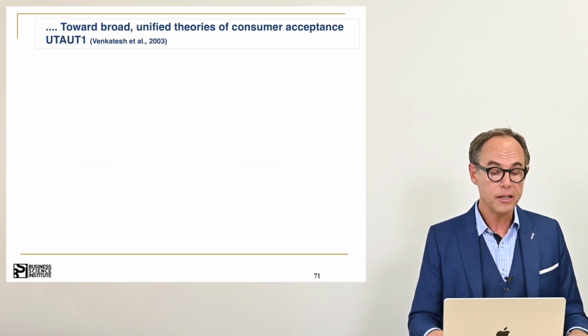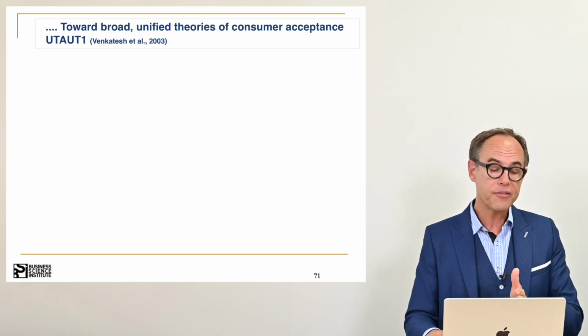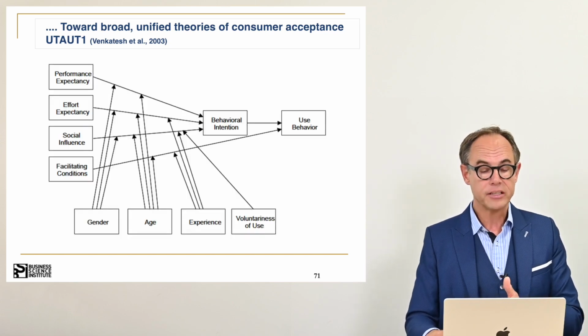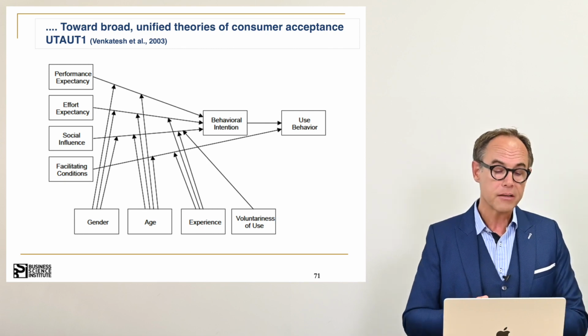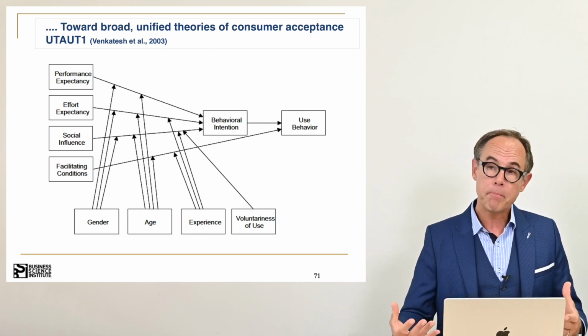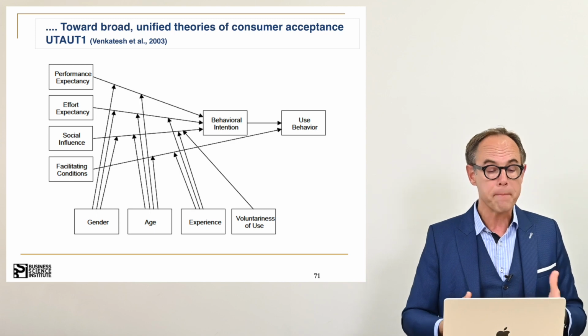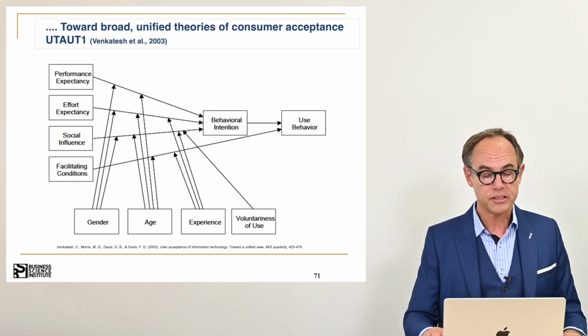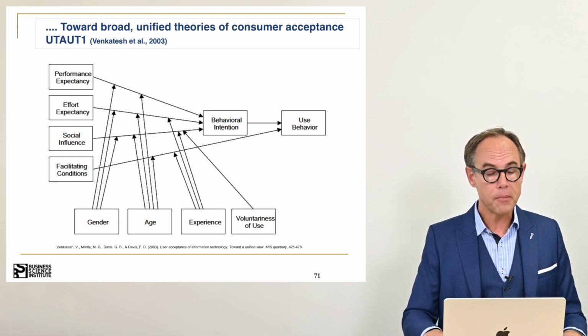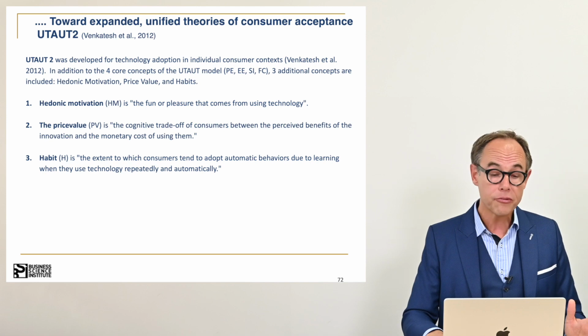Here's the model. You can see the antecedents on the left side impact behavior intention to use and subsequently use behavior. And we have some moderators, that is variables that might amplify or reduce the impact of the variables, such as gender, age, user experience, and voluntariness of use. So this is the model of Venkatesh and colleagues, 2003.